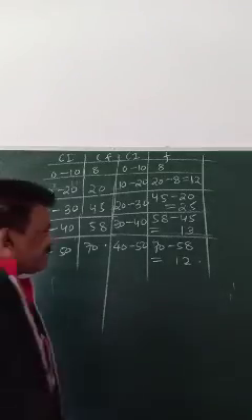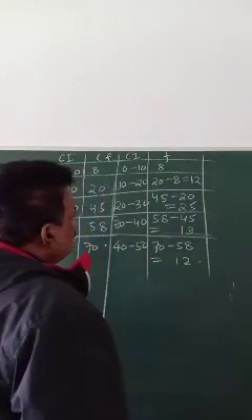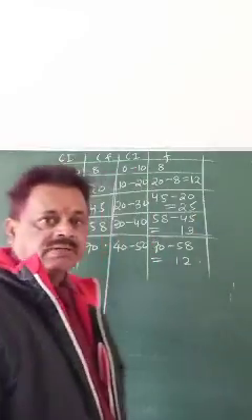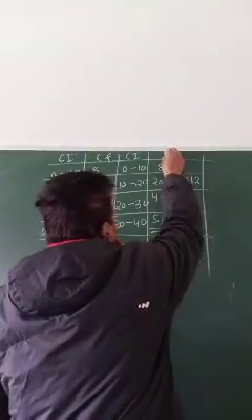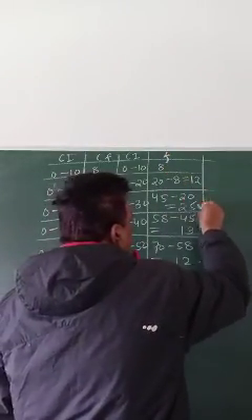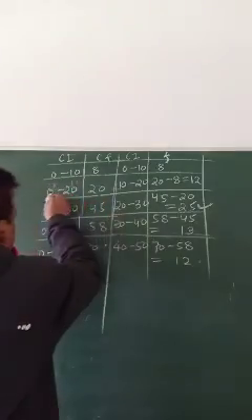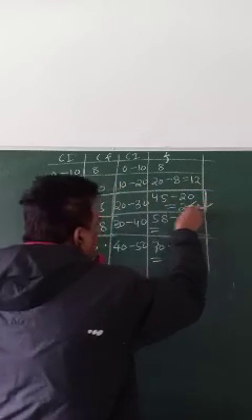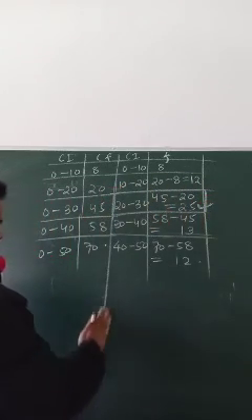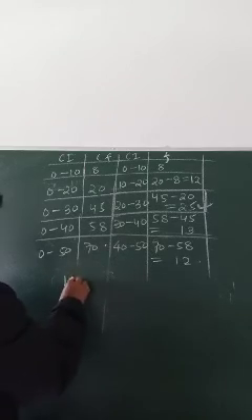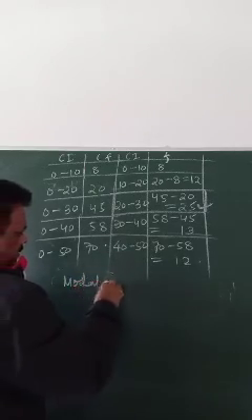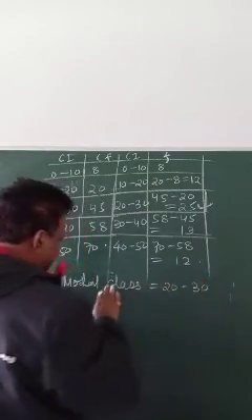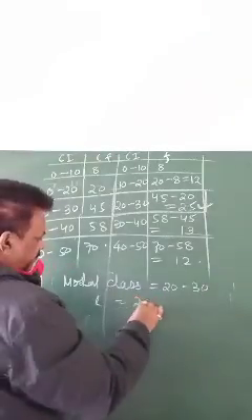Now, the question is which number is coming the maximum number of times. Frequency will tell you which is maximum number of times. That is this one. So this is our modal class. You can write modal class is 20 to 30. So from here you can find out L is equal to 20.